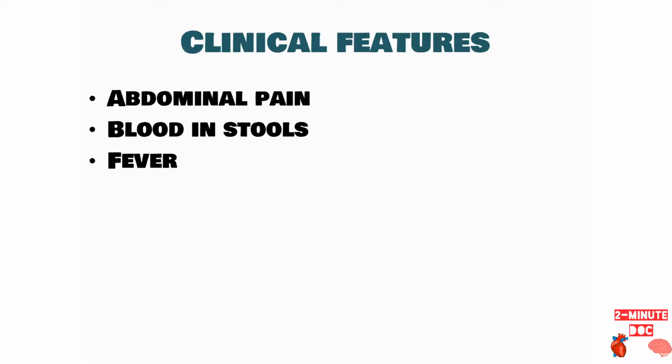The clinical features of Crohn's disease are because of the inflammation. The patients will have abdominal pain, blood in stools, a fever. Perianal fistula is very common in patients with Crohn's disease. Apart from this, there can be features of malabsorption like steatorrhea and megaloblastic anemia because of impaired absorption of bile acids as well as vitamin B12.